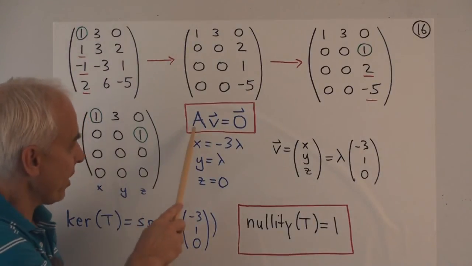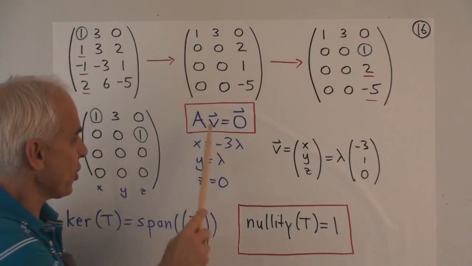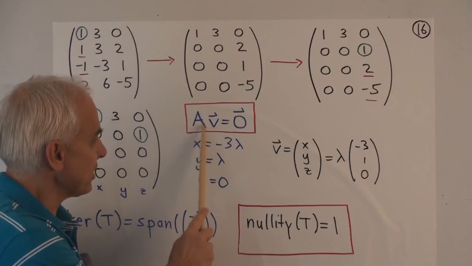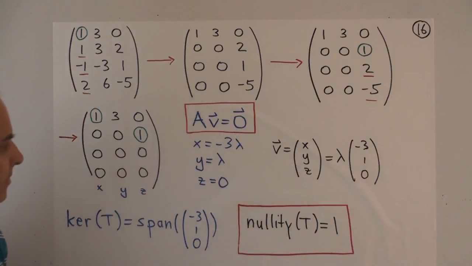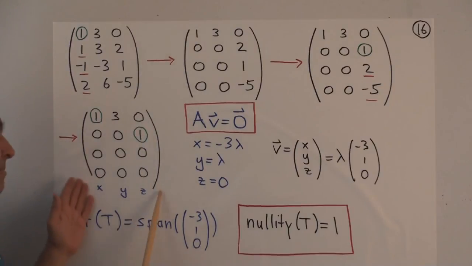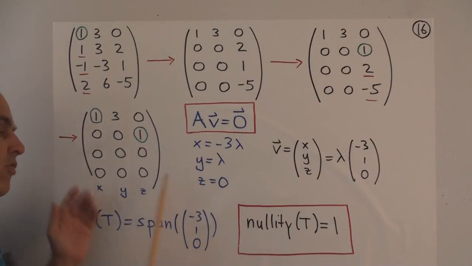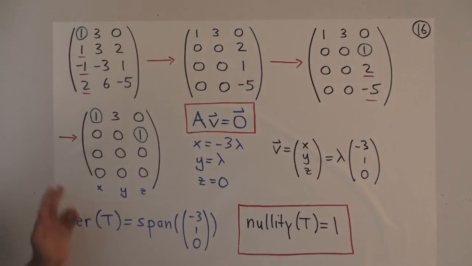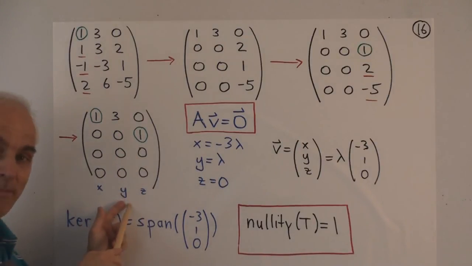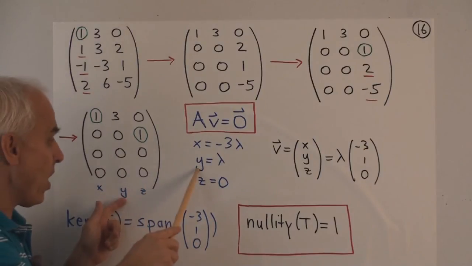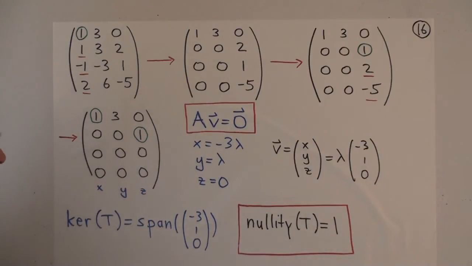Okay, so we can read off what the kernel looks like. The kernel consists of those vectors such that A times v equals 0. So in an augmented matrix form, that would have an extra row of zeros on the right-hand side. Of the 3 columns, these 2 outside ones, the first and the third, are leading columns. This middle one is a non-leading column because it doesn't have a leading entry. So we assign a parameter to the non-leading variable. y is set equal to lambda.